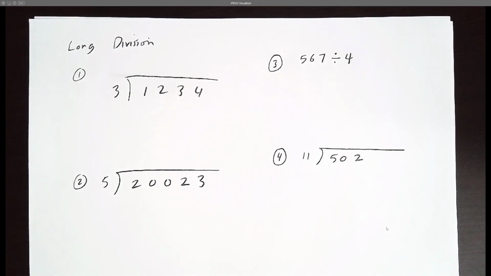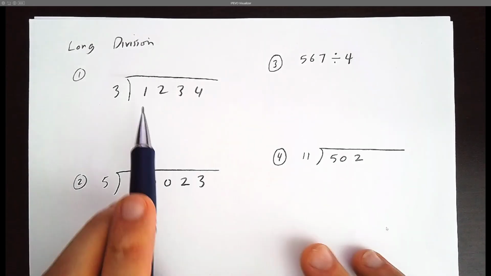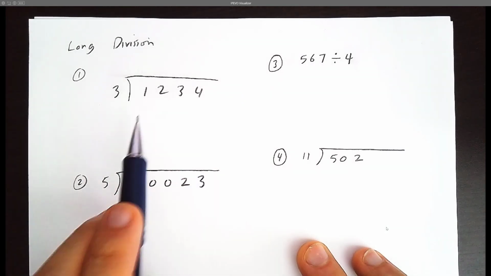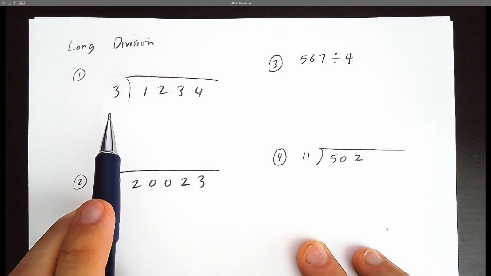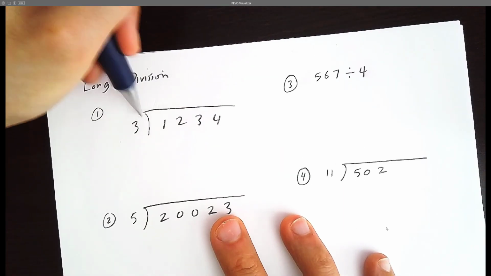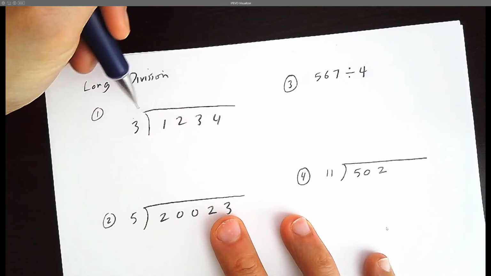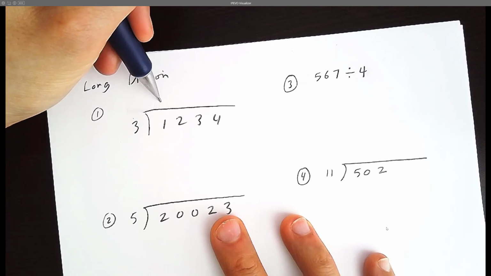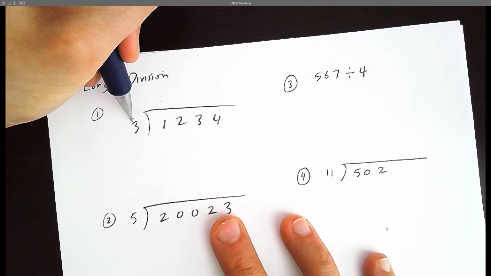Let's practice some long division. What's 1,234 divided by 3? So the way we do this is you look at the number 3. 3 times what is 1? It doesn't even fit. So let's try the next digit.